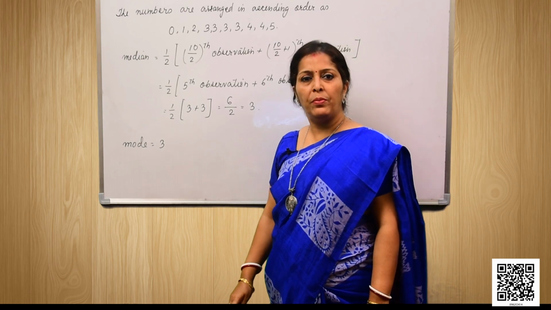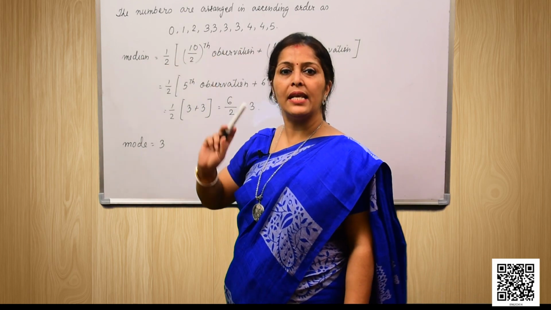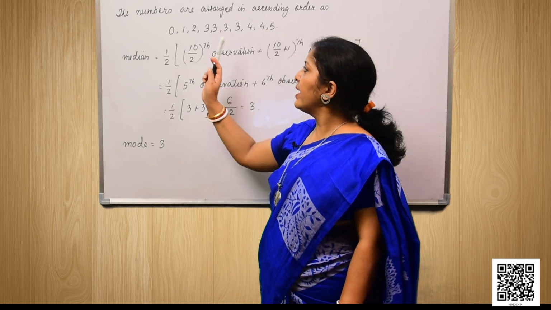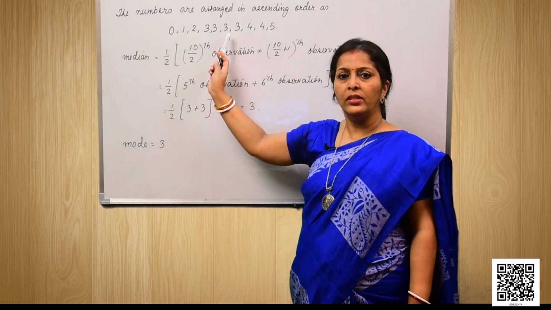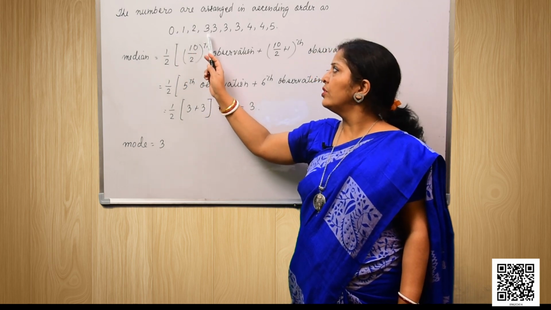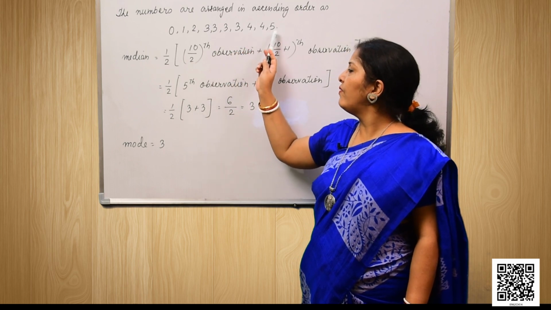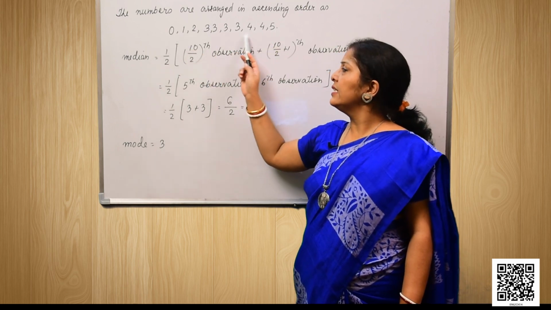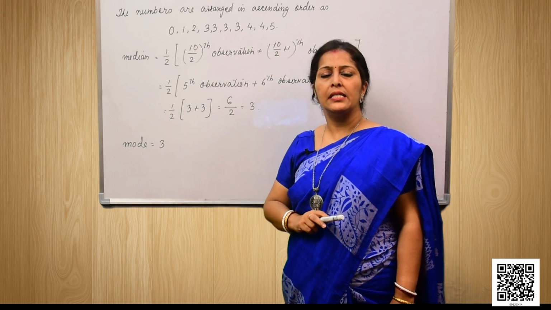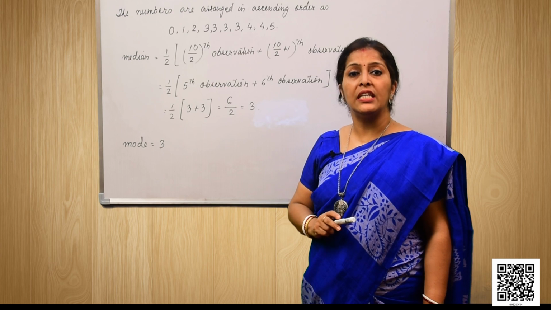Next we come to the median. Now to find the median, we need to arrange the numbers in ascending order. After arranging the numbers in ascending order, they look like this: 0, 1, 2, 3, 3, 3, 3, 4, 4, 5. Now since the number of terms is 10, that is, n is 10, which is even.